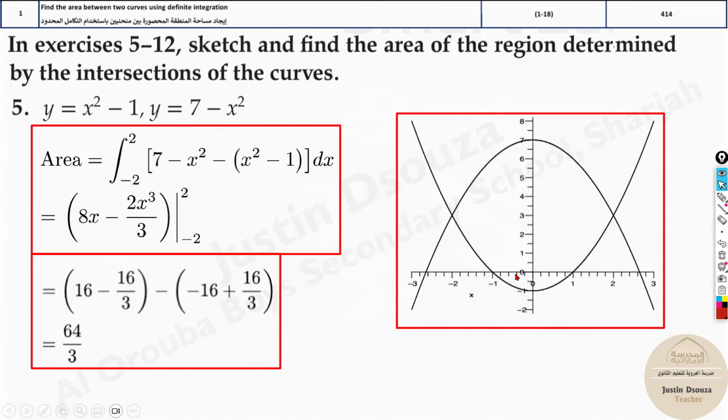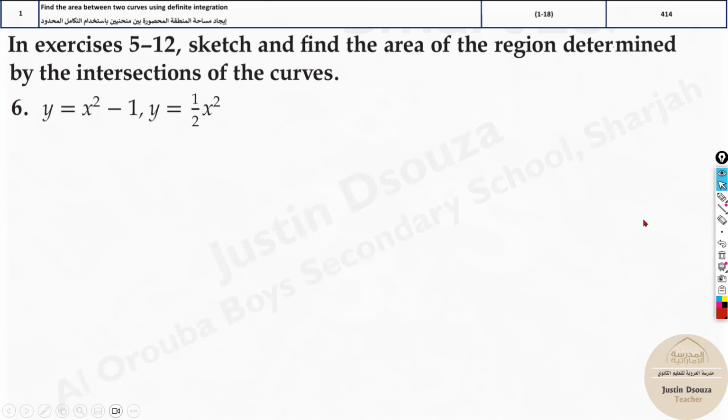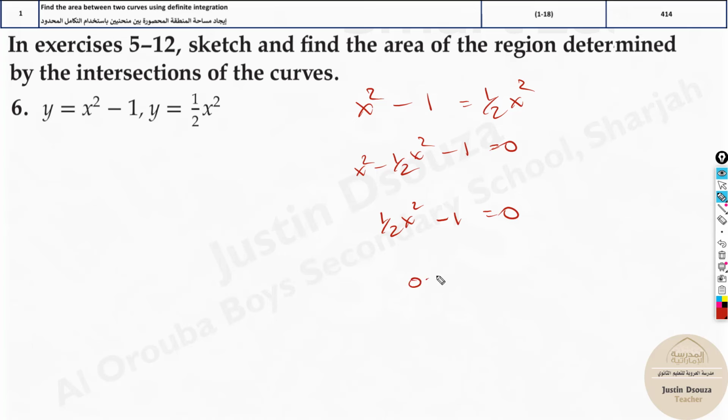This is the graph if you want to know. Now here as well, it's a quadratic. It's very simple. I'll just tell you how we can solve it up. X squared minus 1 equals half x squared. Take this to the other side. It will be x squared minus half x squared minus 1 equals 0. This will be half x squared minus 1 equals 0, or it is 0.5 x squared minus 1 equals 0. So this is the equation. You can put it by mode 3, find the limits and easily use the formula.